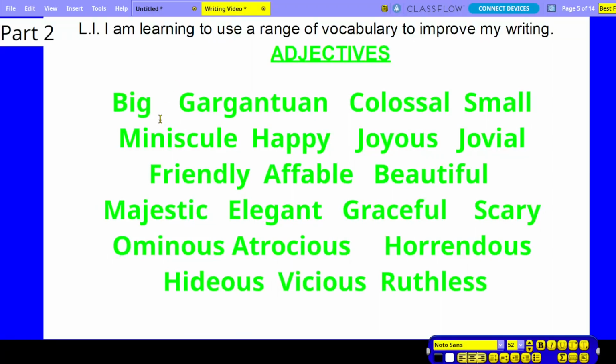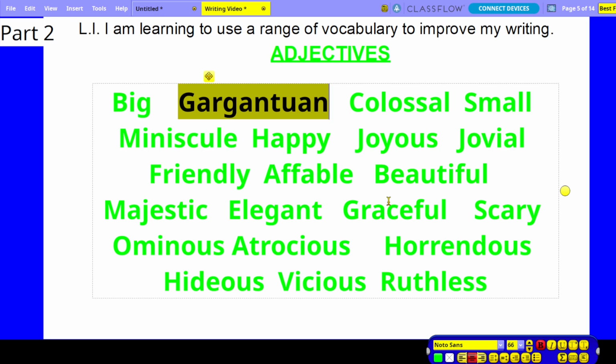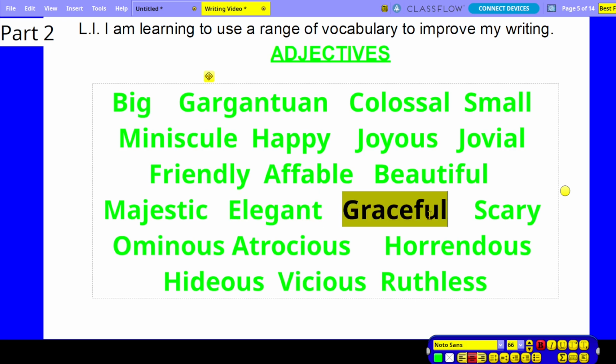So I could put any one of these words in front of a noun and it should make sense. So I could go for the gargantuan mountain, mountain being the noun, gargantuan being the adjective. I could go for the elegant ballerina, or the elegant dancer, or the graceful deer. And again, graceful would be the adjective, and deer is the noun.